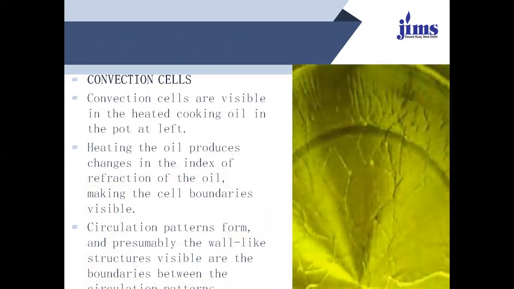Convection cells. If we look over the diagram, we find there are small lines which are reflected within the green part, and it will follow a particular pattern, with the direction of the air moving from the lower side to the upper side. So convection cells are visible in the heated cooking oil in the pot at left. Heating the oil produces changes in the index of refraction of the oil, making the cell boundaries visible. Circulation patterns form, and presumably the wall-like structures visible are the boundaries between the circulation patterns.